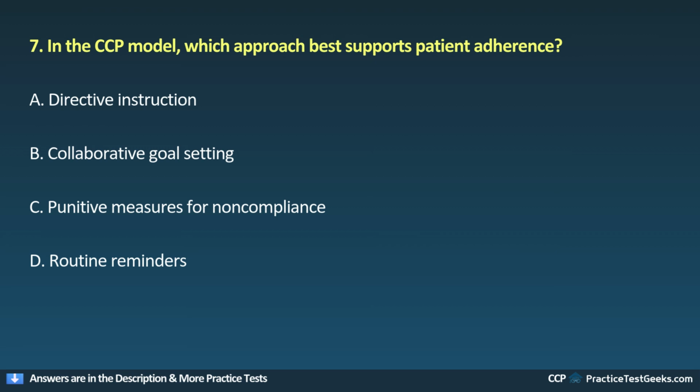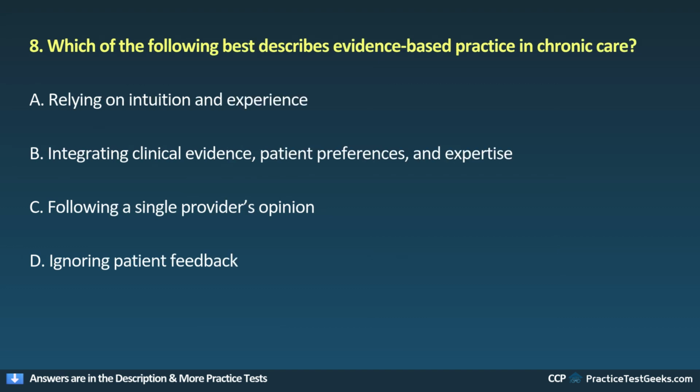7. In the CCP model, which approach best supports patient adherence? A. Directive instruction. B. Collaborative goal setting. C. Punitive measures for noncompliance. D. Routine reminders.